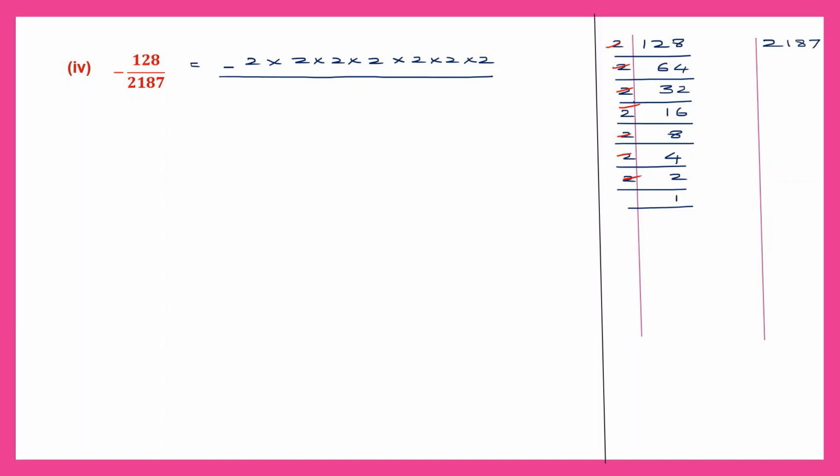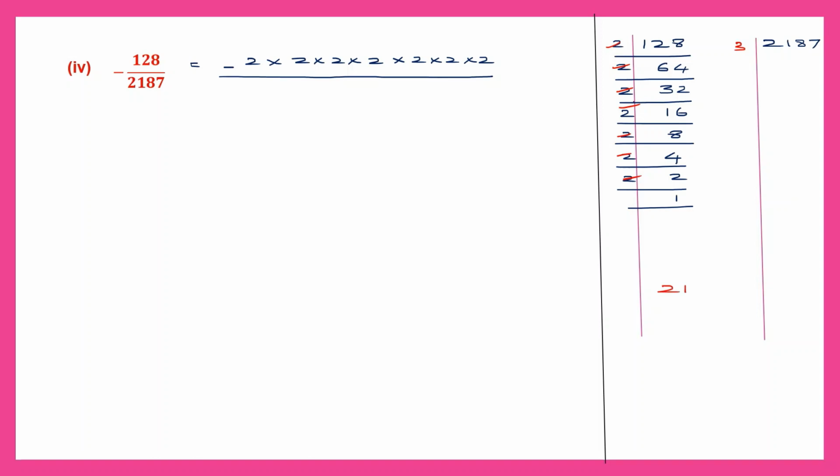2187. Now is this number divisible by 3? What is the test for 3? Add up all the digits. So 2 plus 1 plus 8 plus 7. 2 plus 1 is 3. 3 plus 7 is 10. 10 plus 8 is 18. And 18 is in the tables of 3. So we can start with 3. We cannot use 2 here because this is not an even number. So we're going to divide this by 3 first. So let's do the division by 3.